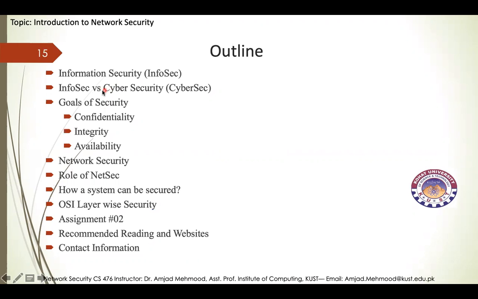Then we will differentiate between information security and cyber security. Then I'll discuss goals of security, which include confidentiality, integrity, and availability. Then we will discuss network security. Then we will explore the role of network security, and follow up. We will discuss how a network can be secured, OSI layer by layer.